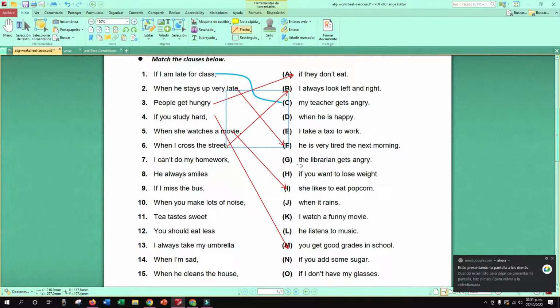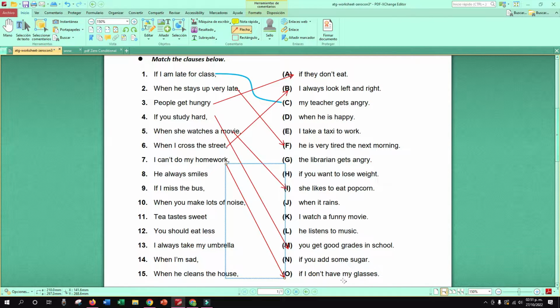Karen said G, right? The librarian gets angry. Maybe not, right? Because I guess you do your homework at home, maybe, right? So, letter O, yes, Mr. Goodwin. So, I can't do my homework if I don't have my glasses. If you can't see, what are you going to do, right? You cannot do your homework. That's possible, right? So, that is letter O.